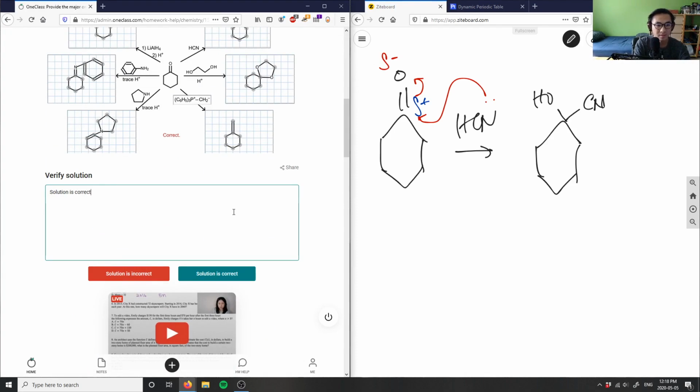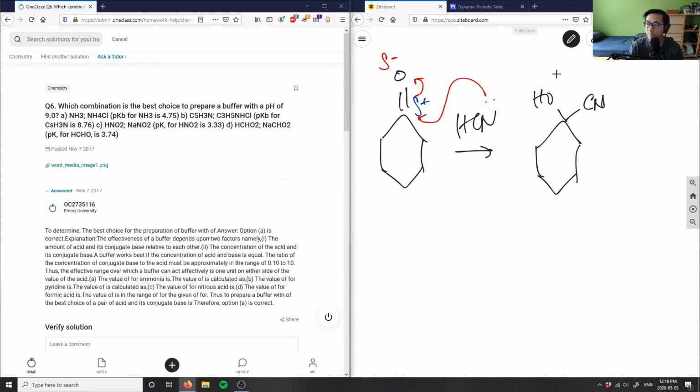They don't really have analysis, but I'm just saying it's the correct solution. They didn't really draw up the mechanisms like I did, but totally fine as well.